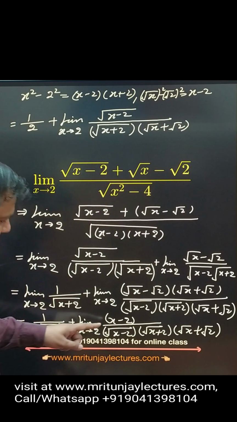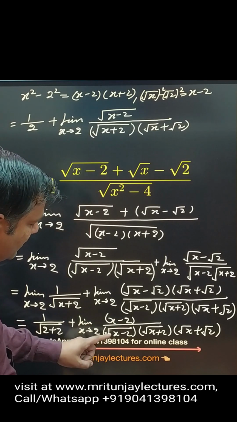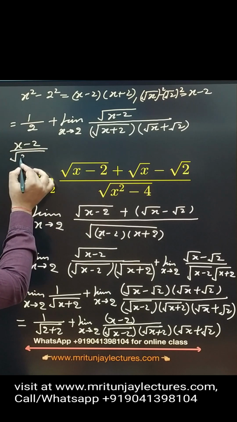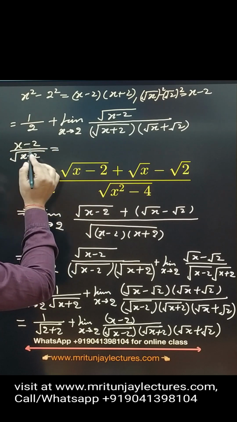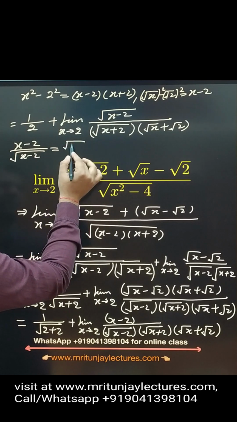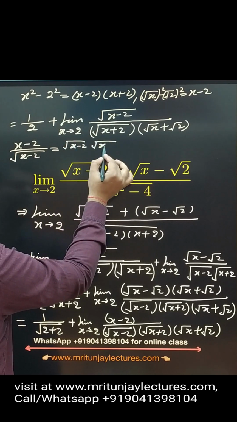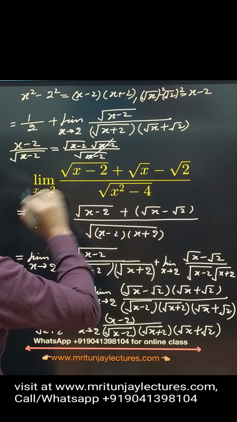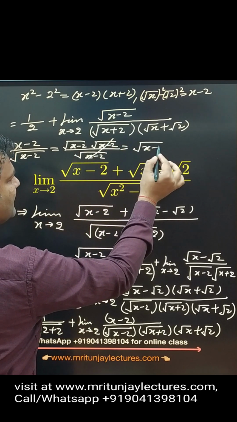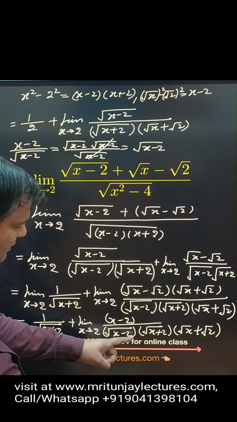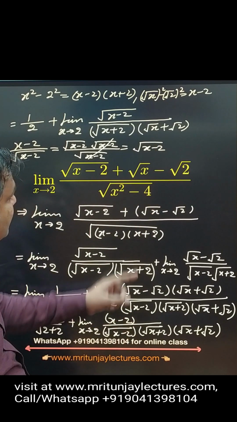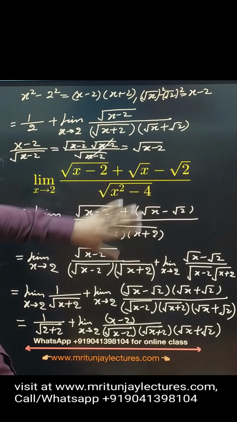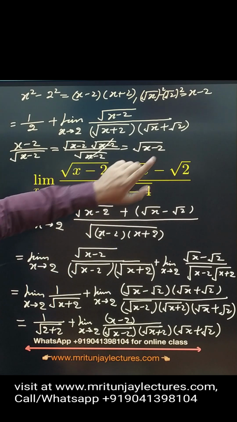Basically here, x minus 2 upon under root x minus 2. The upper part is x minus 2 into under root x minus 2, divided by, so that one cancels out. So finally we got under root x minus 2. Clear or not? So basically that part is under root x minus 2, so I directly wrote under root x minus 2 here. If you do not understand, then you can solve it. After that we got this.